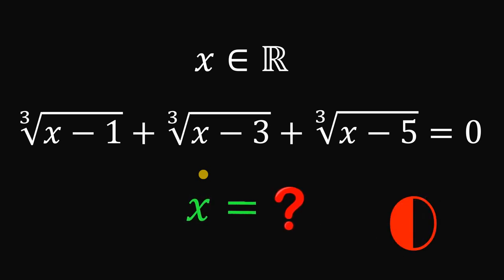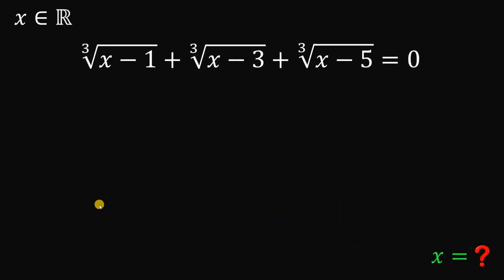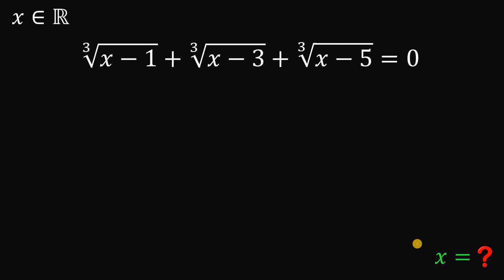And now let's answer this question together. Alright, so given this equation, we want to find the real value of x that satisfies this equation. We have cube root of x minus 1 plus cube root of x minus 3 plus cube root of x minus 5 equals 0. So to answer this question, we will use one identity.